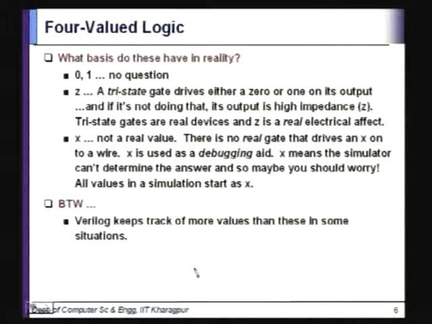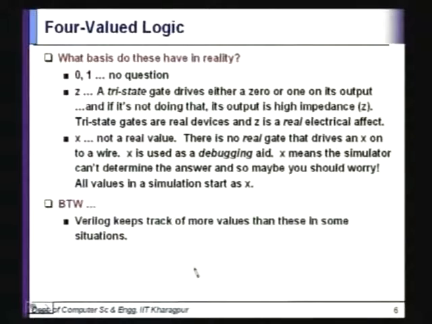So what basis do they have in reality? 0 and 1, no question, they are our Boolean values. Z, a tri-state gate, drives either a 0 or 1 on its output, and if it is not doing that, its output is high impedance. Okay. So if the output of a tri-state gate is not 0 or 1, then it is in high impedance. Tri-state gates are real devices, and Z is a real electrical effect. Right. So it really has that value.